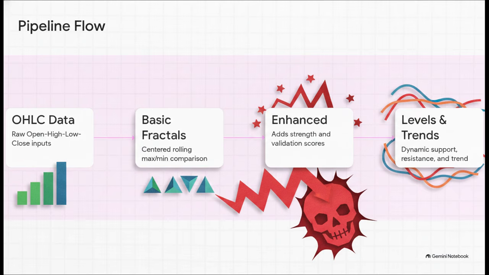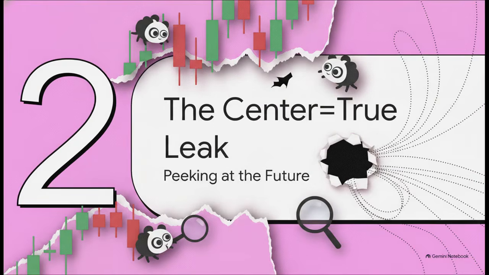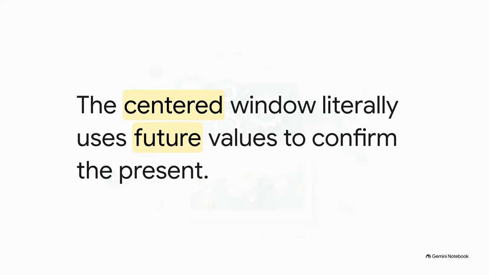And here is the massive red flag we need to talk about. An enormous look-ahead leak originates right there in Step 2. Which brings us to Section 2, the center=True leak, or peeking at the future. Behold the culprit. It looks like your standard pandas rolling window function, but notice the specific argument sitting in there. center=True. In order to test if a bar is a fractal, the code checks 2 bars back, the current bar, and 2 bars forward.